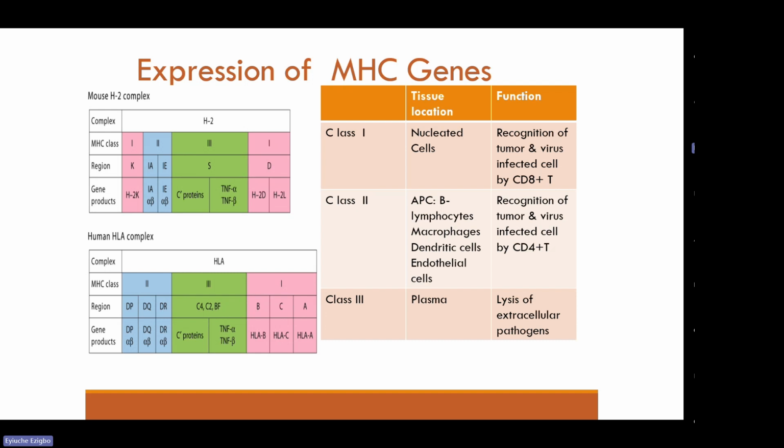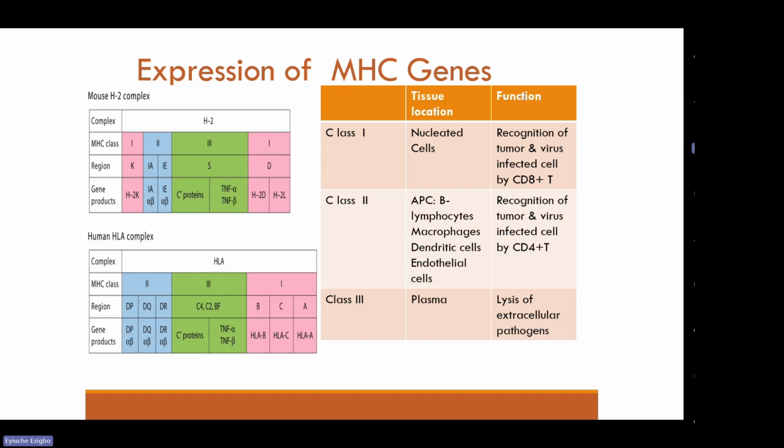You find out that all the mature white blood cells are nucleated. But you know that the mature red blood cells do not have a nucleus. So the mature red blood cells do not express HLA class 1. So what is the function of HLA class 1? Its function is in recognition of tumor and virus infected cells.